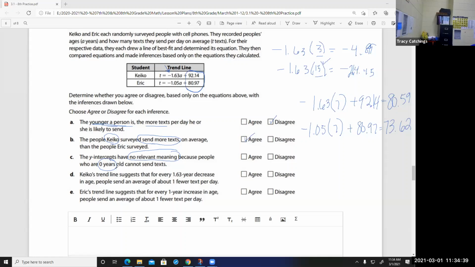But I guess this piece right here, 0 years cannot send texts. I'm gonna go with you, James, only because of how they worded it. I feel like they would, yeah. But then when you think about it, yeah, a 0-year-old is not sending texts. But according to this, they're gonna send about 92 a day. All right, D said Kiko's trend line suggests that for every 1.63 year decrease in age, people send an average of about 1 fewer text per day.